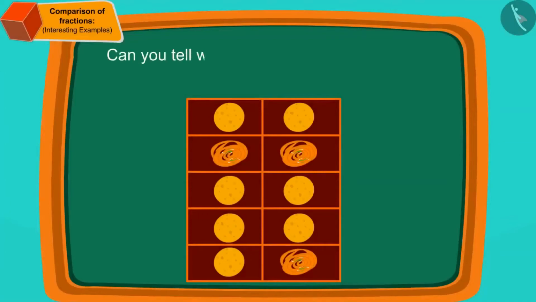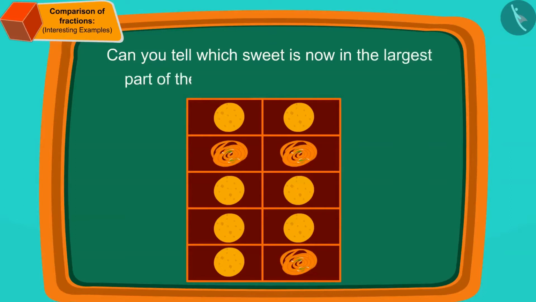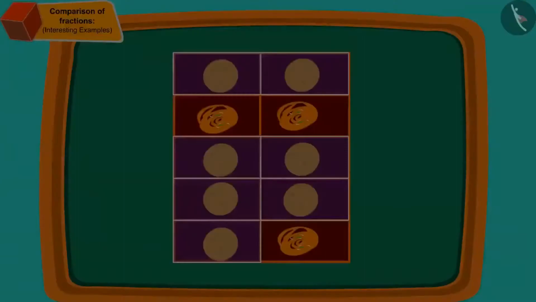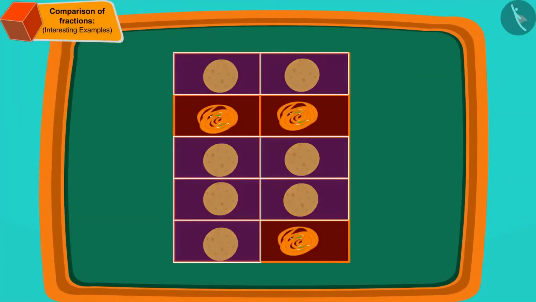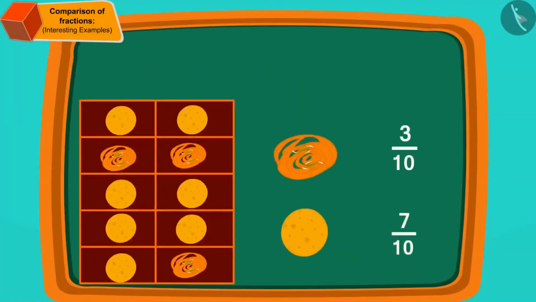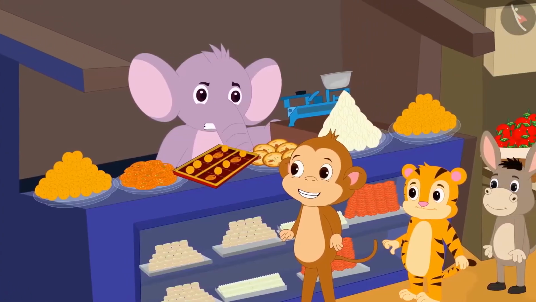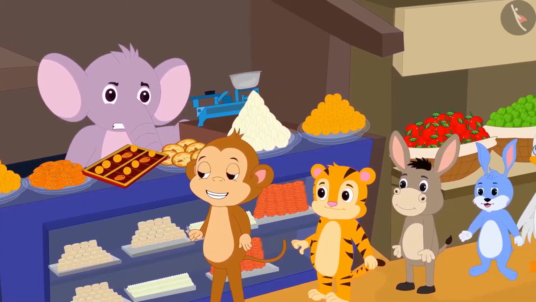Can you tell which sweet is now in the largest part of the box? And in how many parts? If you want, you can stop the video and find the answer. Correct! Laddus are filled in the largest part of the box, 7/10 part. Now Appu's shop was very crowded.